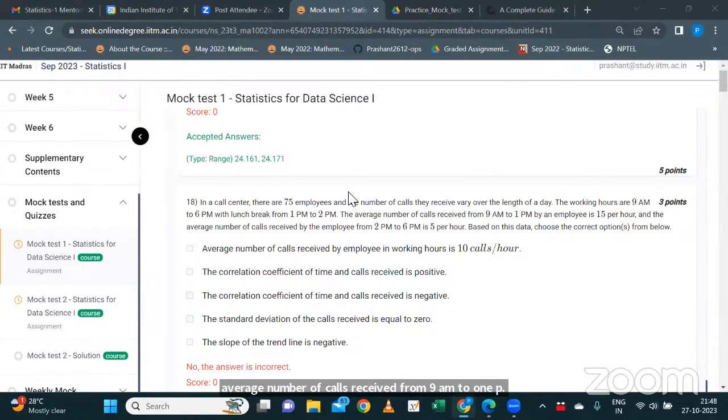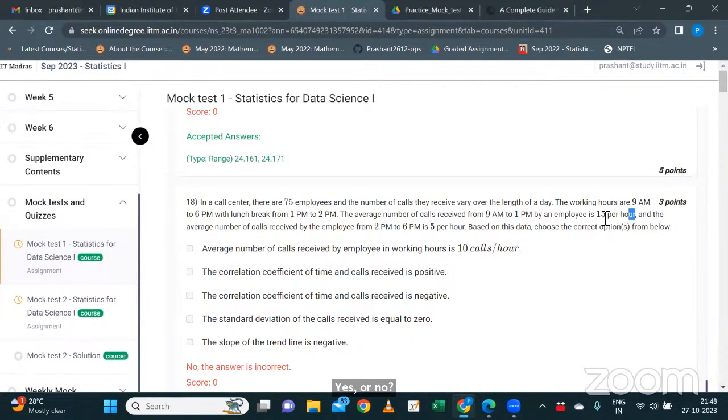So that means from 9 a.m. to 1 p.m., how many calls will he receive? 60? Yes or no?